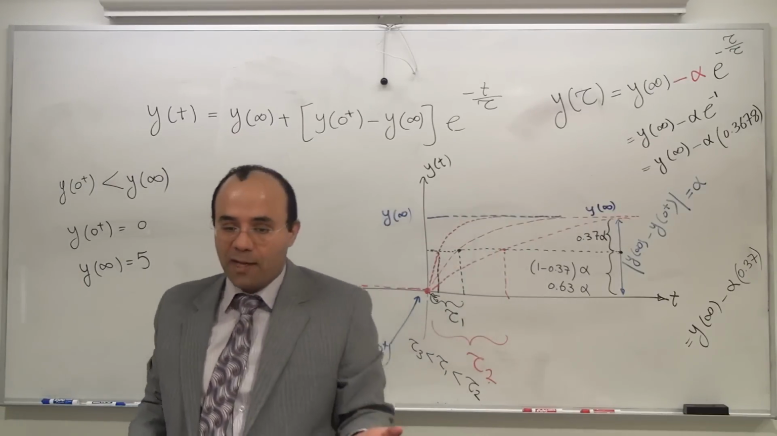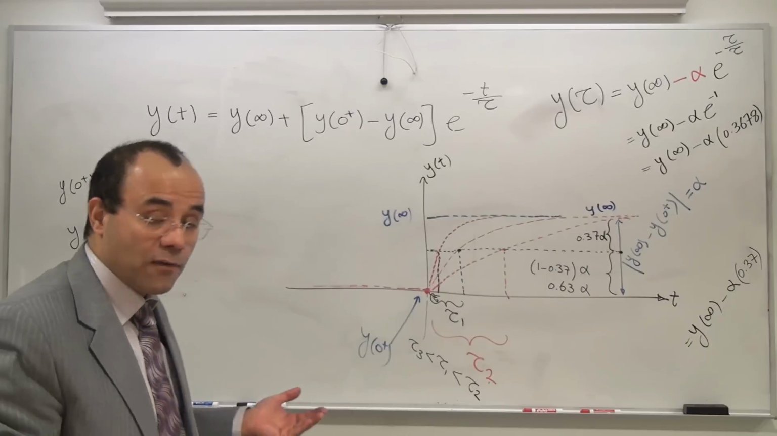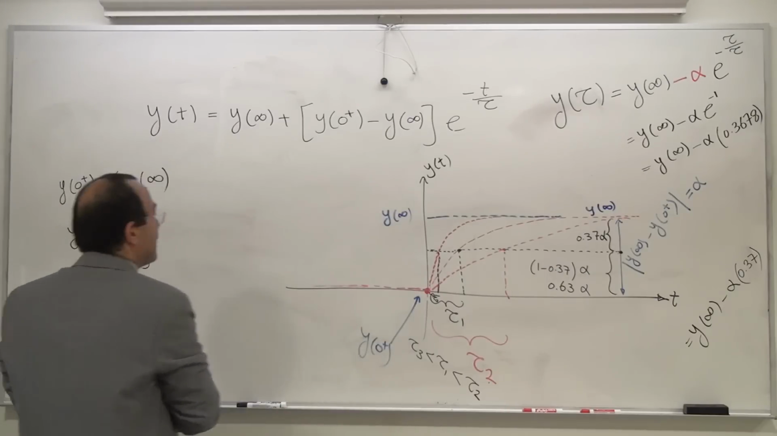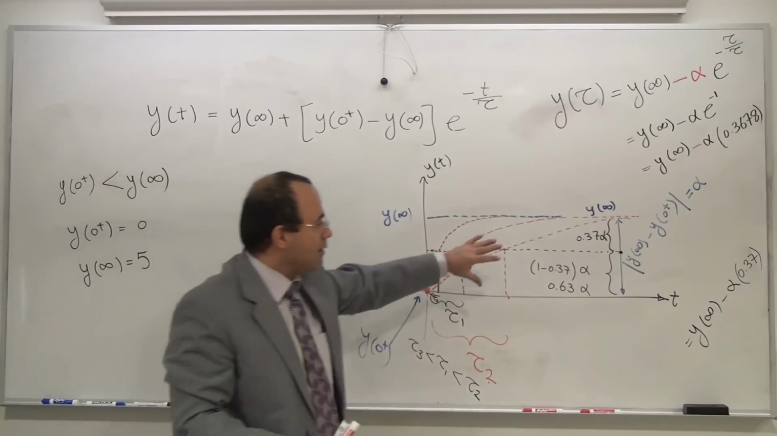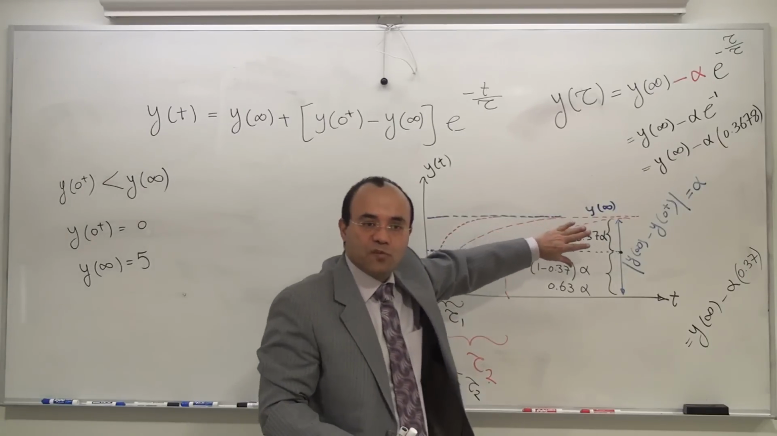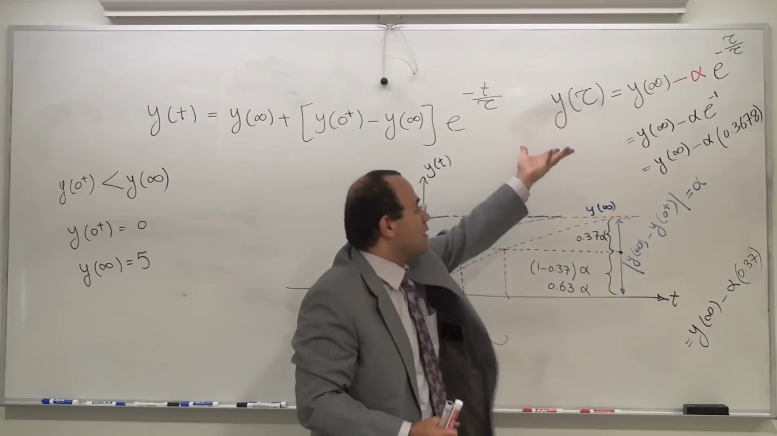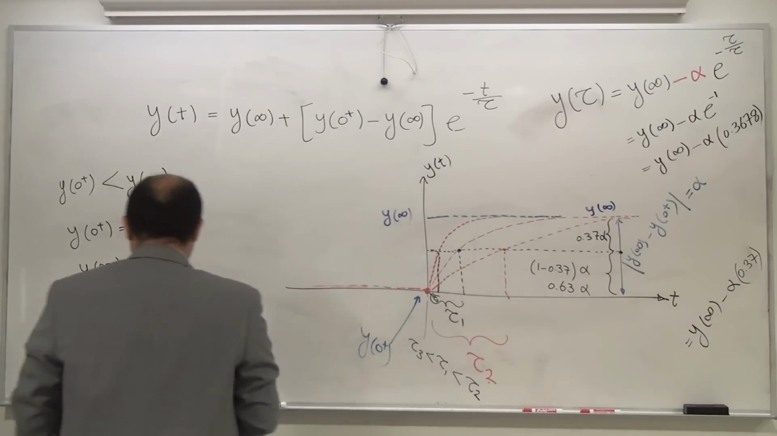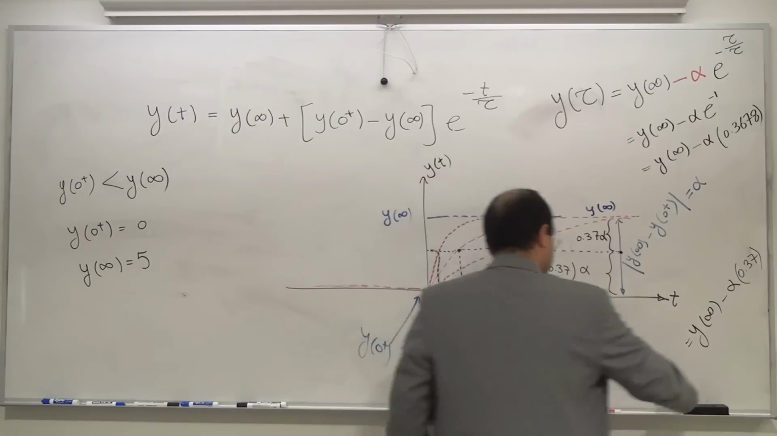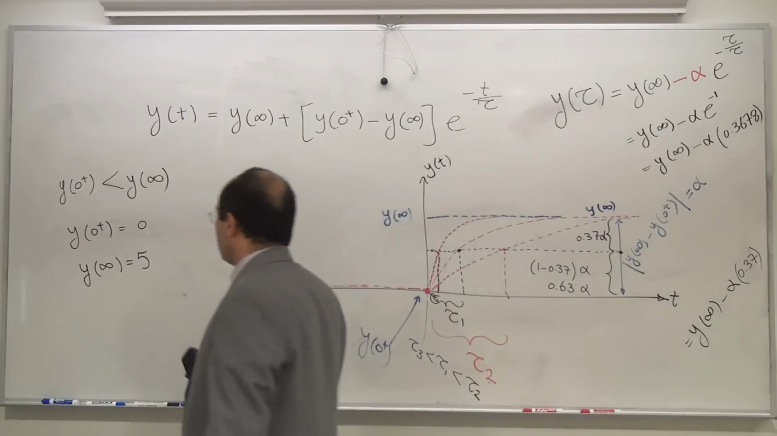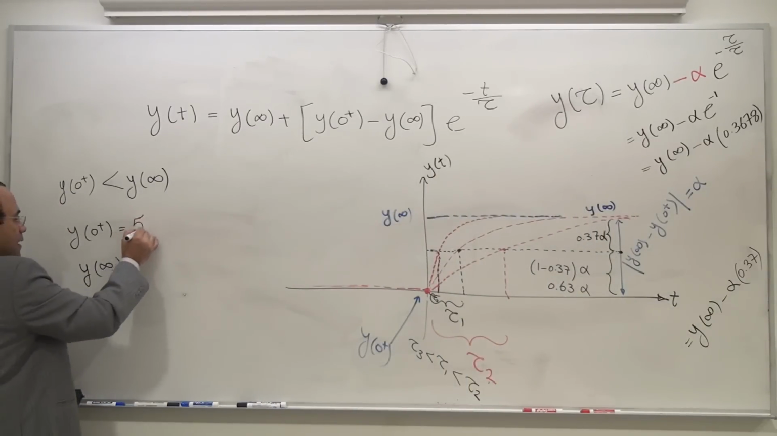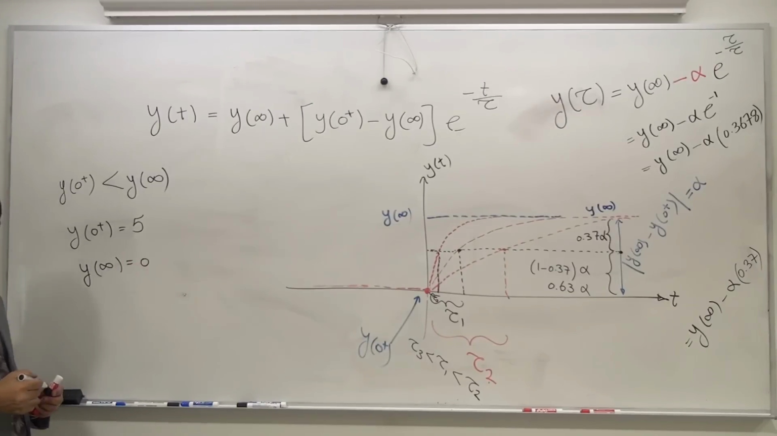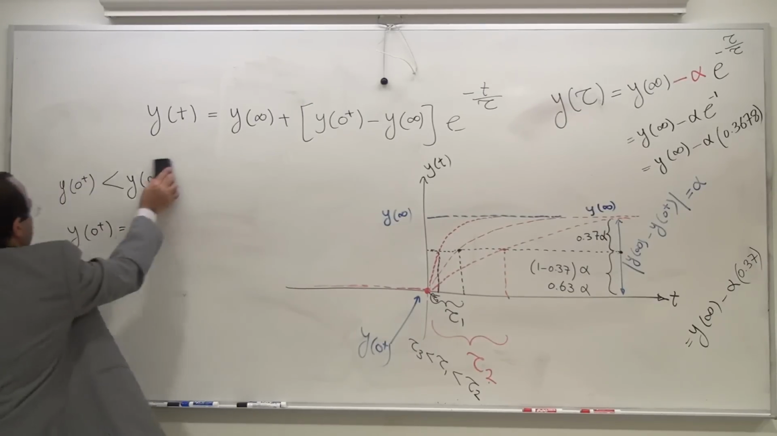In order to comprehensively cover this topic, I want to study a different case. The different case is still the same, except that the entire scenario is going to switch over. You invert this and you see it the other way around. So let's take a look and see what happens. I hope everybody is clear on this. Assume y of 0 plus is 5 and y of infinity is 0. I'm just changing these roles and seeing what happens.